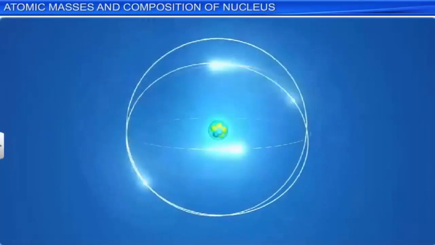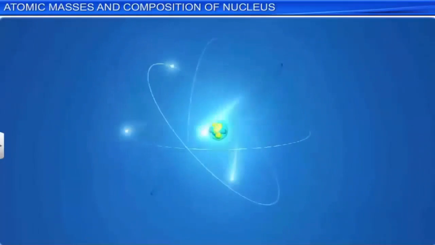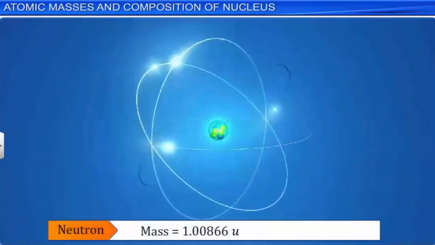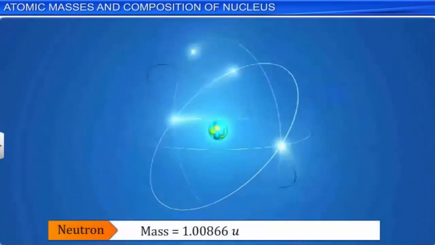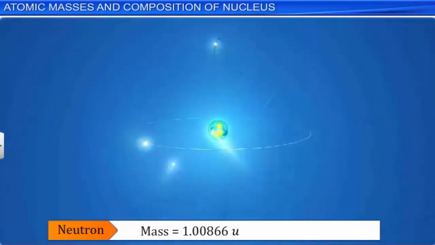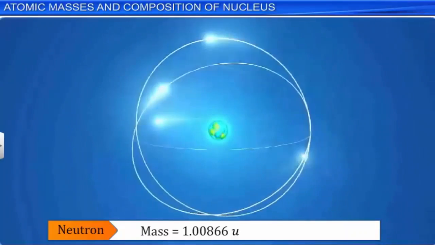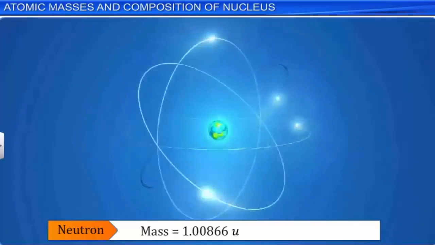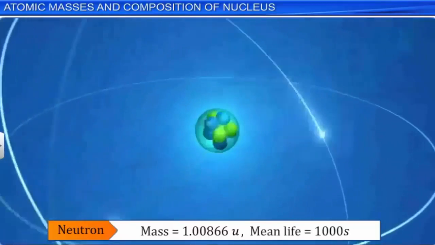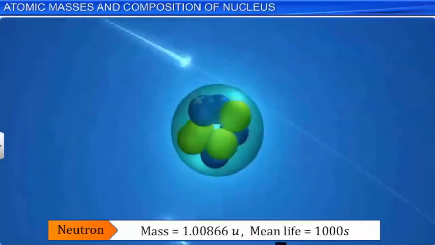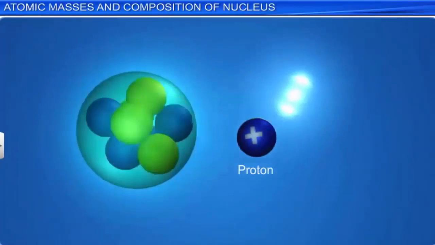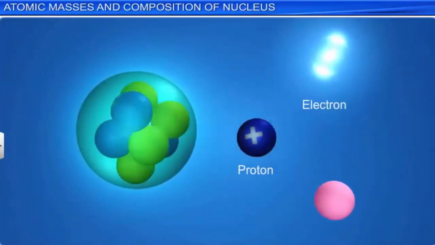Thus, a neutron is a neutral particle having a mass nearly equal to that of a proton, which is equal to 1.00866 AMU or 1.6749 × 10⁻²⁷ kilogram. A free neutron is unstable, just like a proton, and has a mean life of about 1000 seconds. A free neutron decays into a proton, electron, and an antineutrino.